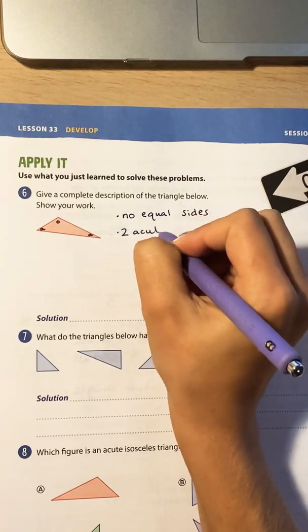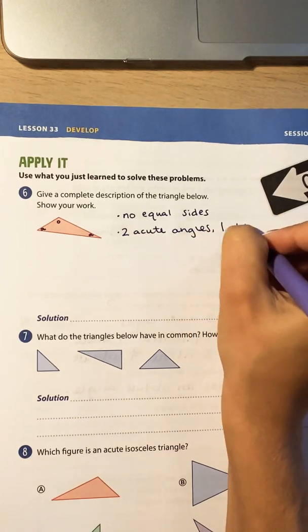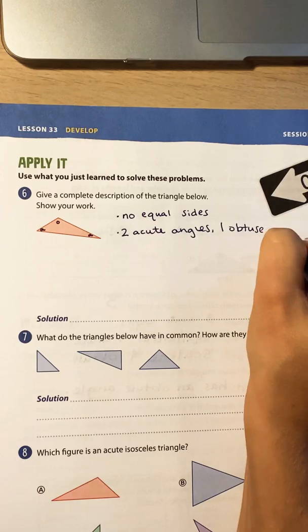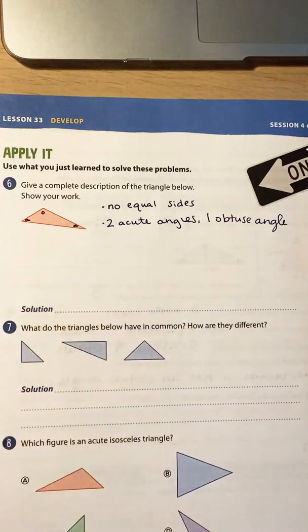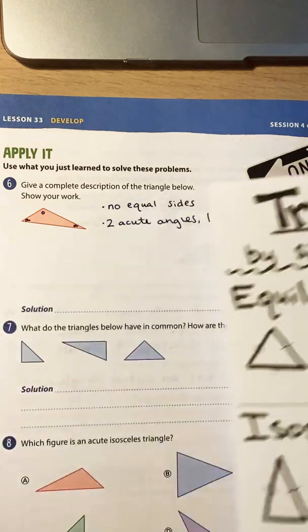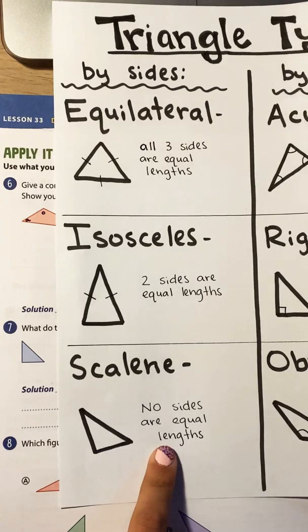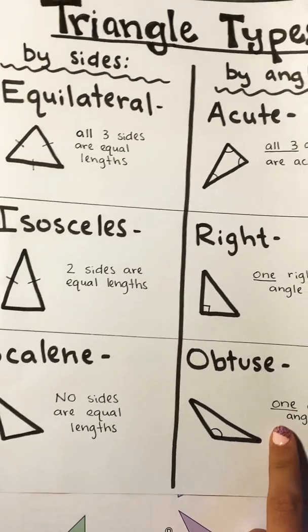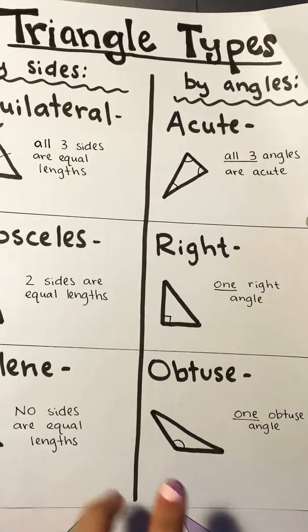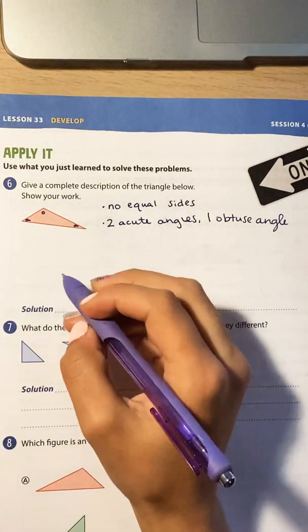2 acute angles, 1 obtuse angle. Okay, so that's the information I need to know how to classify, how to describe that triangle. So if I look at my poster, if it has no equal sides, that would be a scalene triangle. And if it has an obtuse angle, it's going to be an obtuse triangle. There you go, 1 obtuse, okay? So it's a scalene, obtuse triangle, or obtuse scalene. Usually you put the angle type before the side length type.